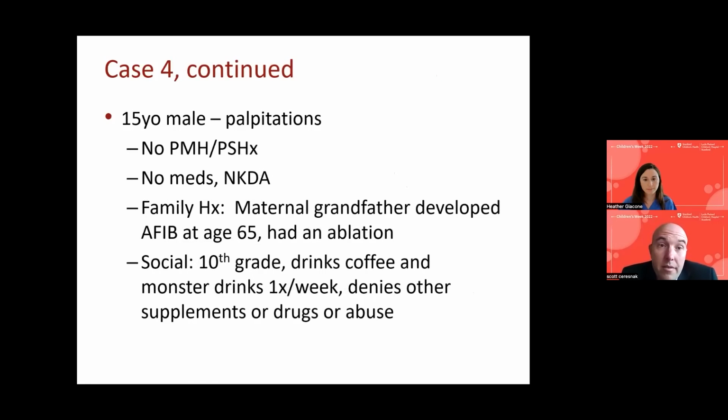So you follow this patient his whole life. He's never had any other medical problems, no past surgical history. He's not taking any medications, no allergies to medications. We got a really detailed family history. The maternal grandfather developed AFib at 65 years of age and had an ablation here at Stanford, but otherwise no real other family history of arrhythmias or sudden death or any other concerns. He's in 10th grade. He drinks coffee and Monster energy drinks about once a week. He denies any other supplements or drugs of abuse.